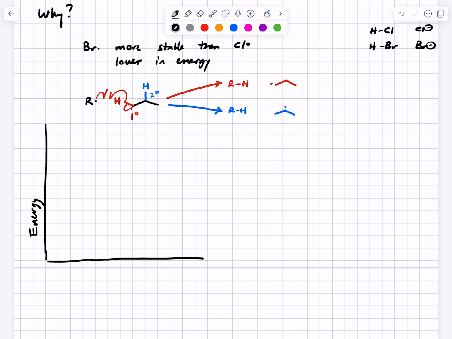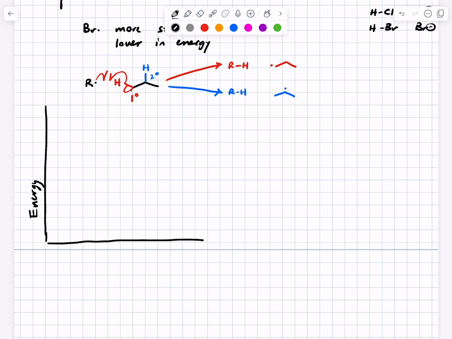We're going to put starting materials here on the left, and it turns out for bromine, the starting materials, bromine radical and propane, are lower in energy than the radical intermediates. Okay, that has to do with bromine's stability. Now, for those radical intermediates, the primary radical is quite a bit less stable than the secondary radical. I'll just draw those here.